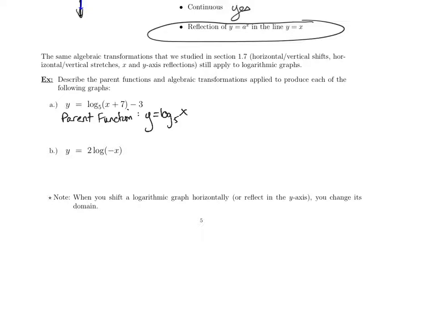And now this one is being shifted horizontally left 7 and down 3, which means that if I can come up with a nice graph of log base 5 of x, I can shift each ordered pair left 7 and down 3 to create the graph of this transformed function.